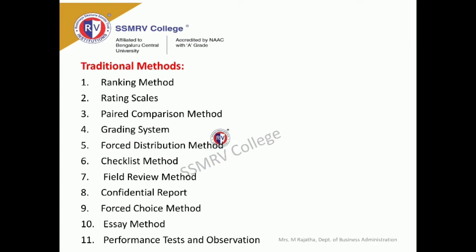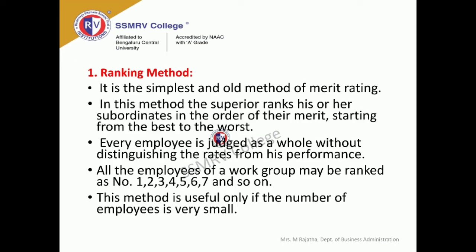Some of the traditional methods of performance appraisal are as follows: ranking method, rating scales method, paired comparison method, grading system, forced distribution method, checklist method, field review method, confidential report, forced choice method, essay method, and performance tests and observation.